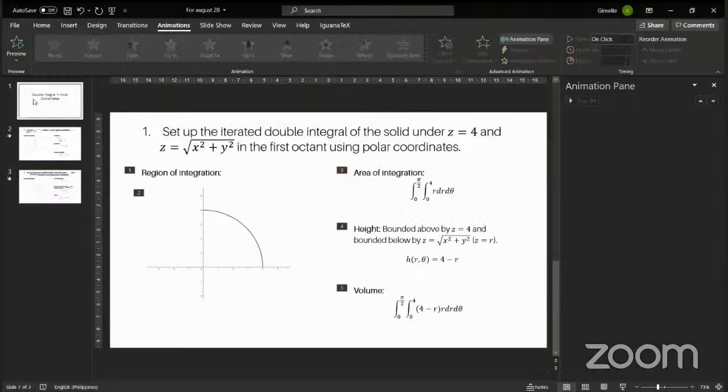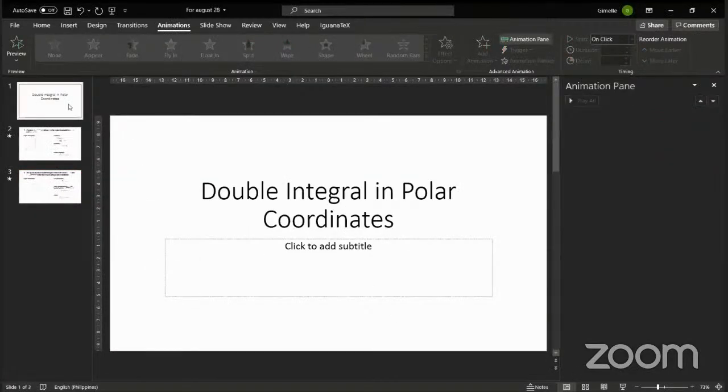Okay, so we proceed with section 4.5. I have invited Ma'am Jemel to discuss some items on that section. Morning, Ma'am Jemel. Hi, sir. Morning, sir. Malinaw po yung boses ko. Pa-share ng screen naman. Pwede. Ito po. Kita niyo po ba yung screen ko?